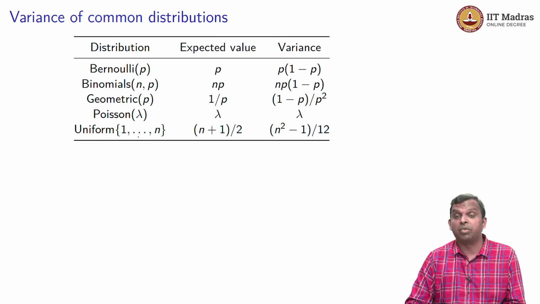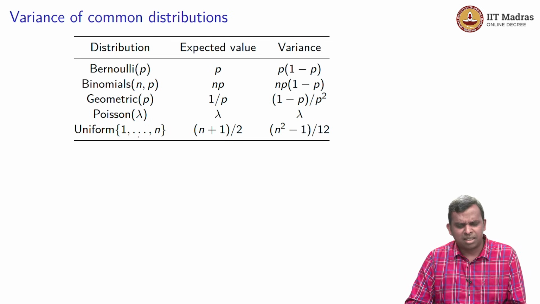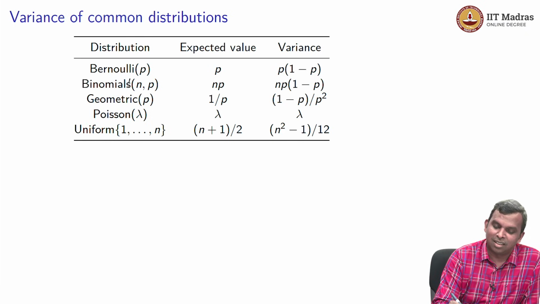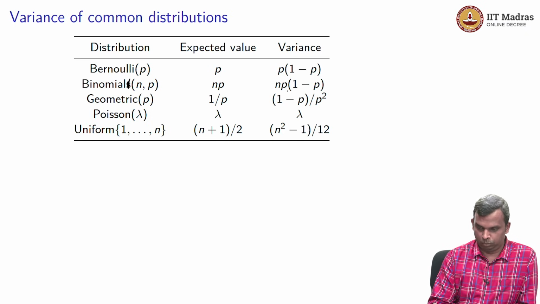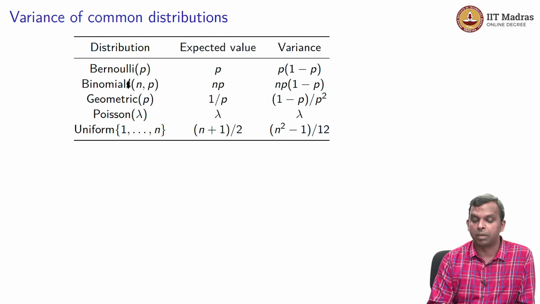Okay, so Bernoulli random variable, expected value is p, variance is p times 1 minus p. The binomial random variable, binomial n, p, we know expected value is n times p, variance is np times 1 minus p. Notice how it seems very close, it's very interesting.